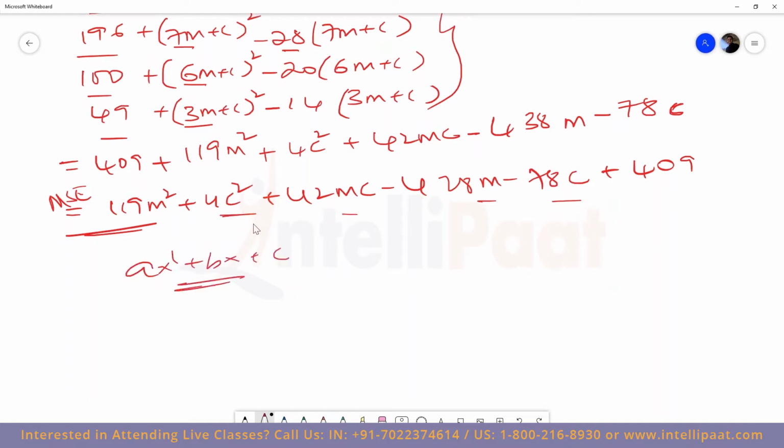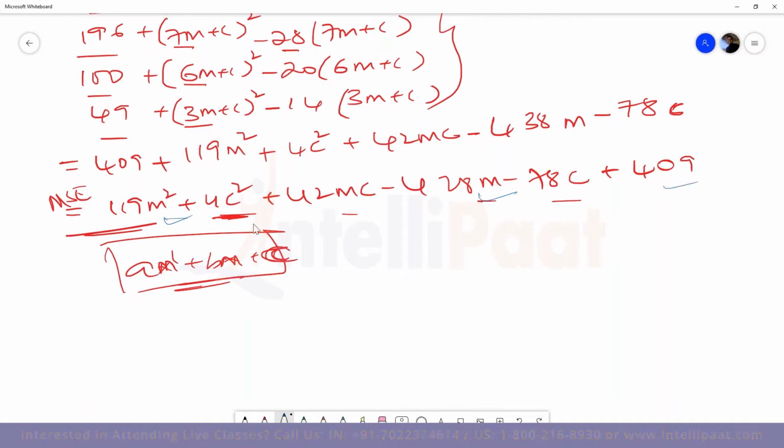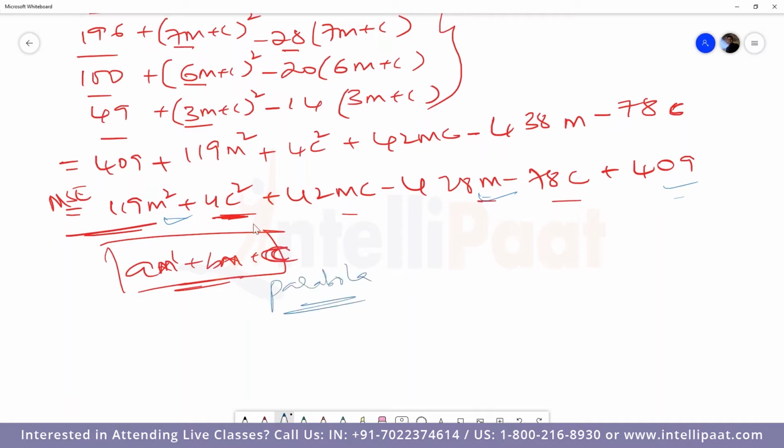If you forget wherever there is c, or am square plus bm plus c, what does this look like? Anybody? If you just take the m terms, wherever there is m, and forget about the rest, just take this and the final constant, 119m square minus 428m plus 409. Absolutely, yes. This looks like a parabola, which is perfectly right.